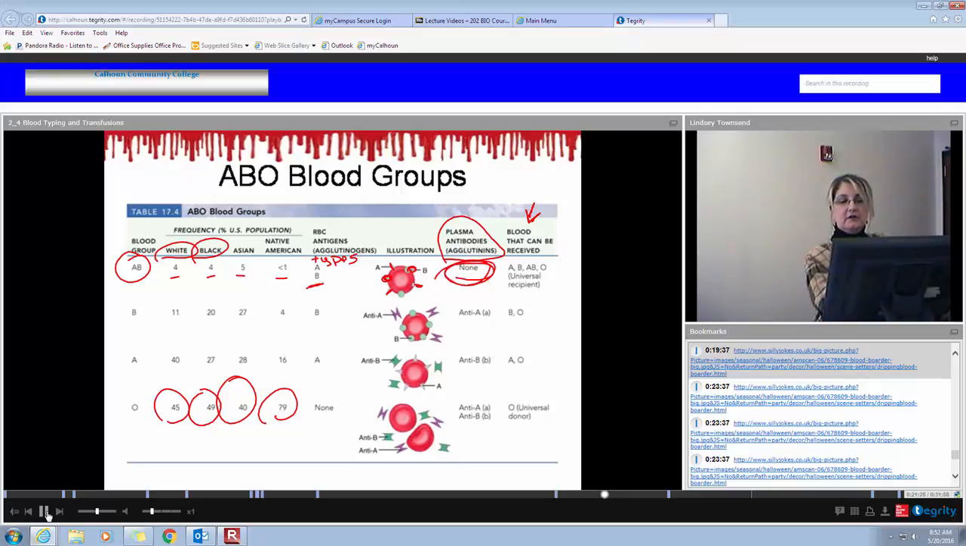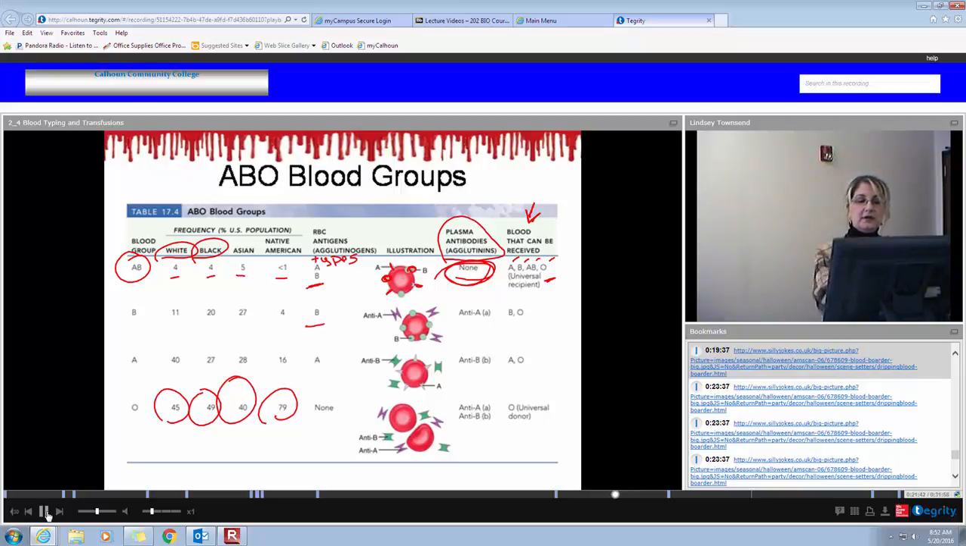None, right? You've got type A and type B antigens, but you've got type none antibodies. So you can get type A, type B, type AB, and type O blood. So this is what's known as the universal recipient. All right, let's move on to the next one.